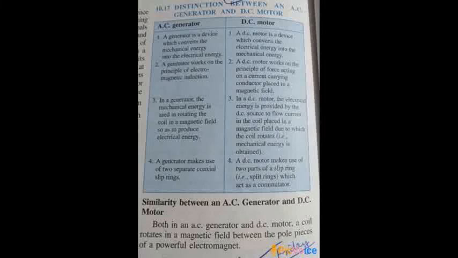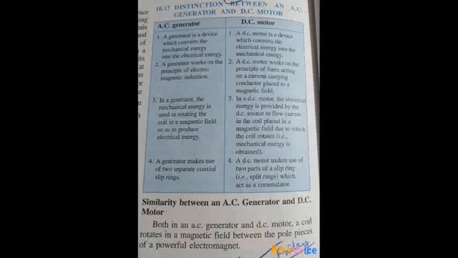And fourth, a generator makes use of two separate coaxial slip rings, whereas in a DC motor we have seen there are two parts of one slip ring, which is known as a split ring, and that acts as a commutator in reversing the direction of the current for changing the polarity.